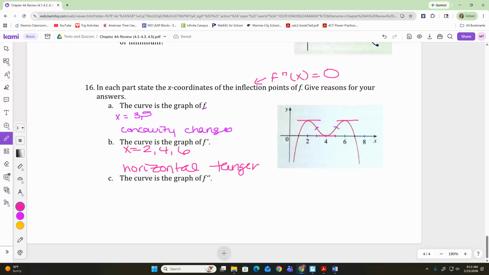So we have to think about the relationship between all of these things. If I'm looking at the first derivative, I know the second derivative will be 0 when we have a horizontal tangent at a max or a min. The last thing, if I'm looking at the second derivative, then the inflection points are when the second derivative is 0. So it's 0 here, here, and here. So 1, 4, and 7. And the reason is just that it's equal to 0 there.